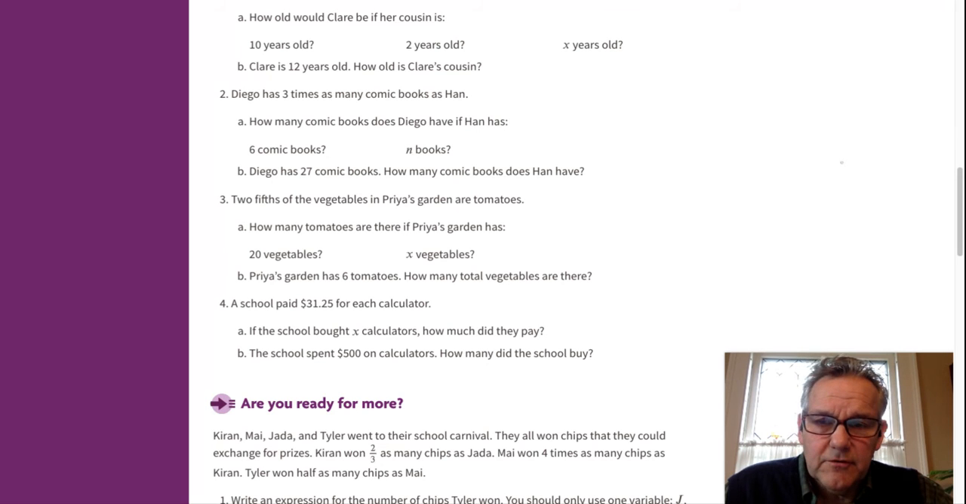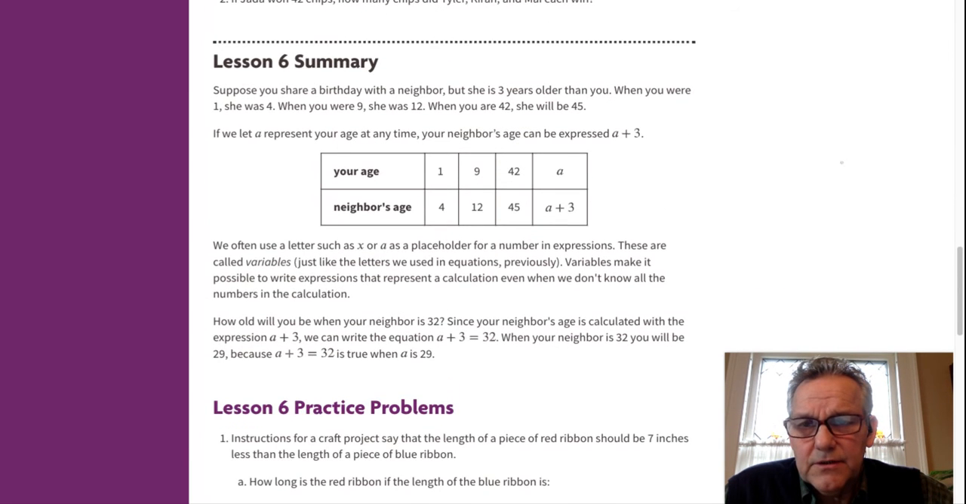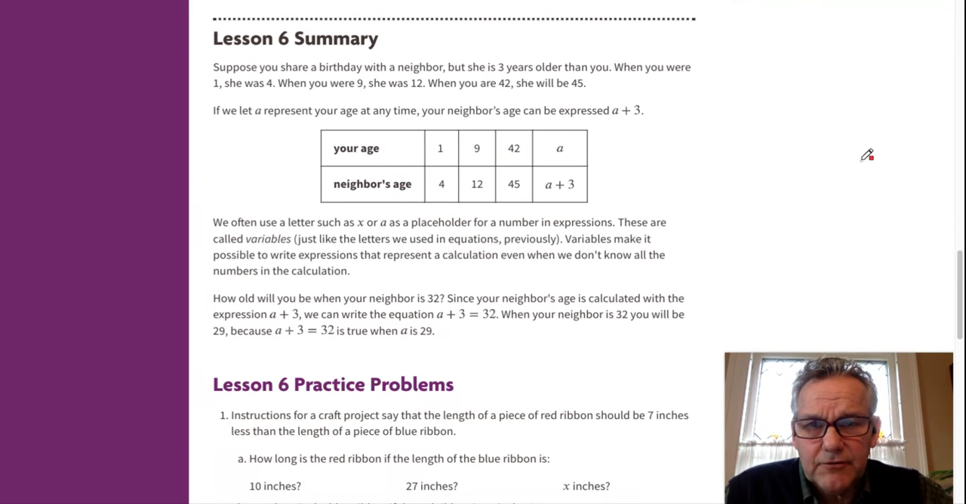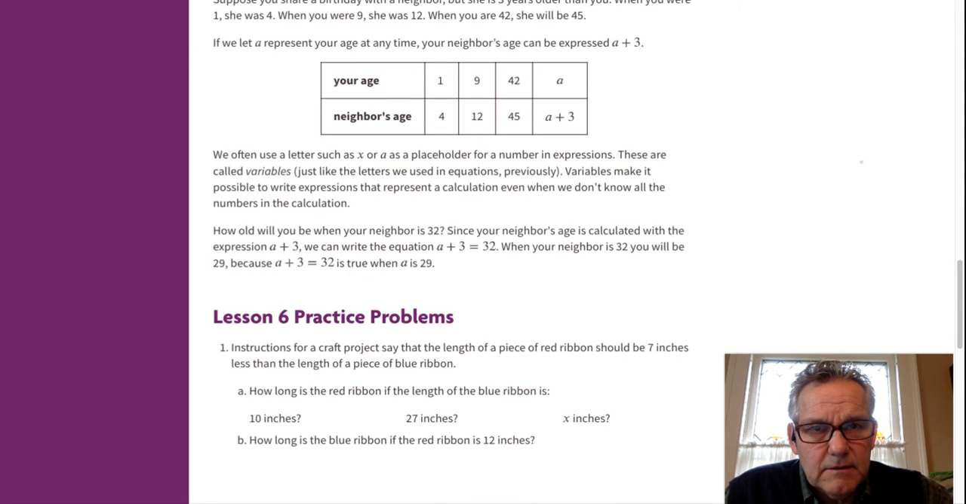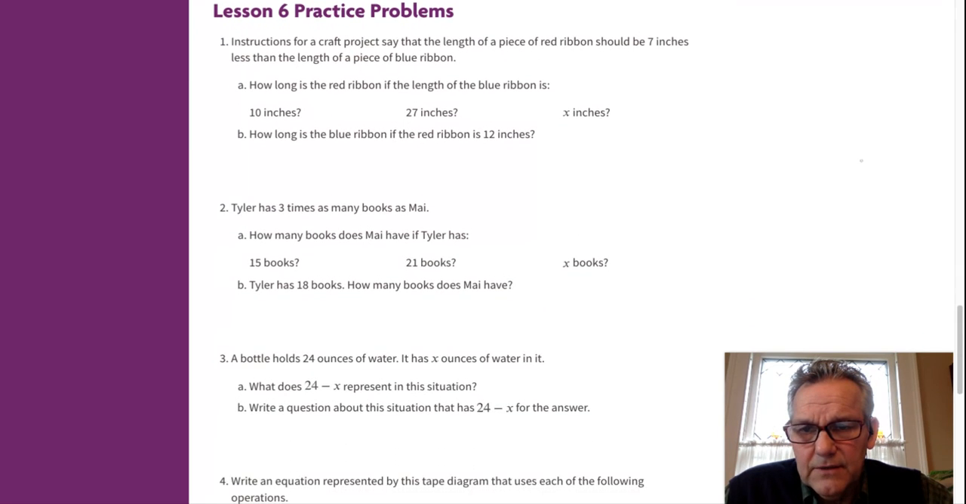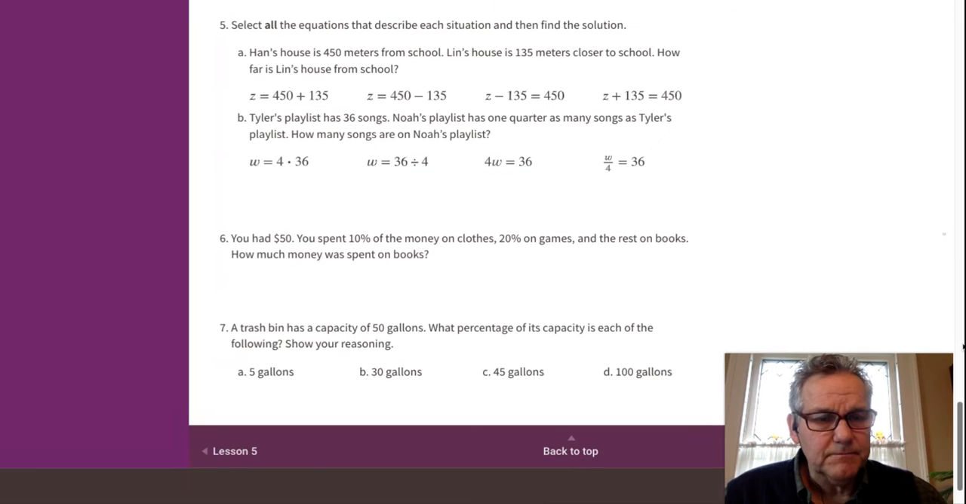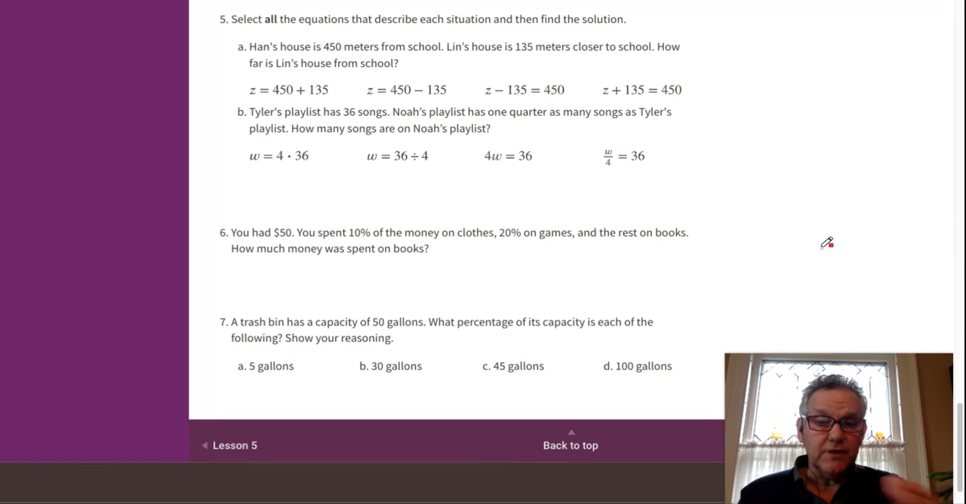And then after you have completed that, I will post answers for that. But after you've completed that, please read through the lesson summary very carefully, and then go ahead and give the practice problems 1 through 4 a try. And again, I will post an answer key and or a video on the answers for 1 through 4. And then, as usual, please complete an exit slip once you've done all that for lesson 6, and I will comment back to you.